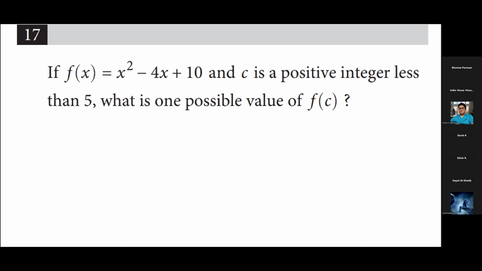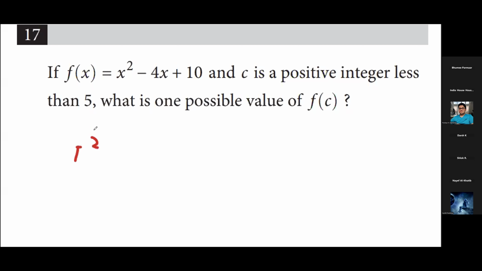Okay, so for question 17, we're given an equation and we're told c is a positive integer less than 5. What is one possible value for f of c? So basically, for this question, there are actually multiple answers that are accepted. What you have to do is plug in c for x, where c is less than 5. So you can plug in 1, 2, 3, or 4 for x, and then give them the answer. In this case, I'm going to plug in 1 because that's probably the easiest.